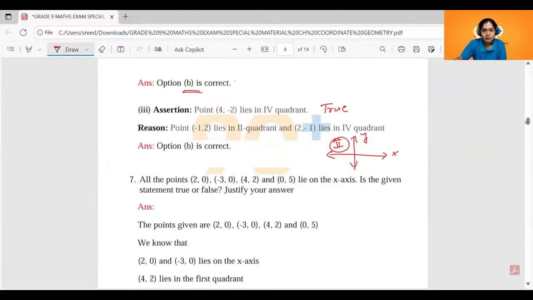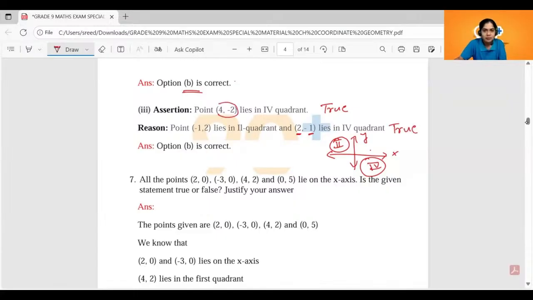(2, -1). 2 means it's the positive side of y, right? Positive side of y. Yeah. And minus 1, it's the... 2 is the positive side of x, sorry. 2 is the positive side of x, okay. And minus 1 is the negative side of y. That means this quadrant, right? Yes, I got a bit confused. Okay, so that means it lies in the fourth quadrant. Yeah, that is also true. Correct. Yes, we got this as true.